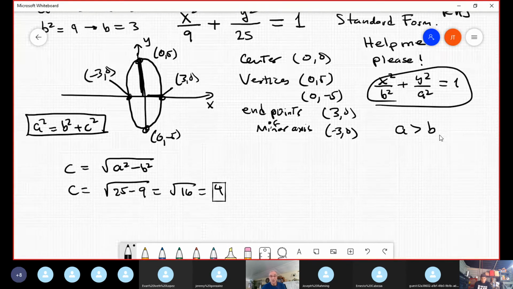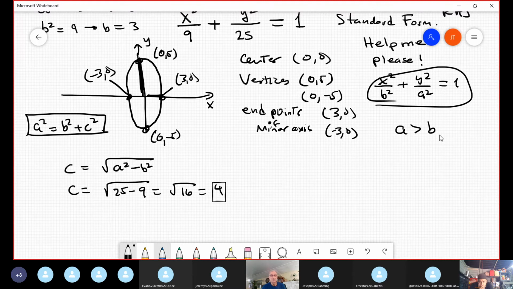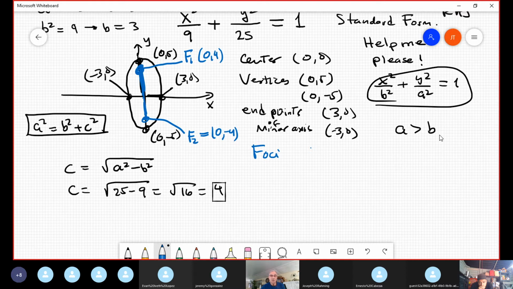And I know also that the foci lie on the major axis. Therefore, this 4 is in this direction. This first focus, F1, is at (0, 4), and this focus, F2, is at (0, -4). So the foci are located at the points (0, 4) and (0, -4).